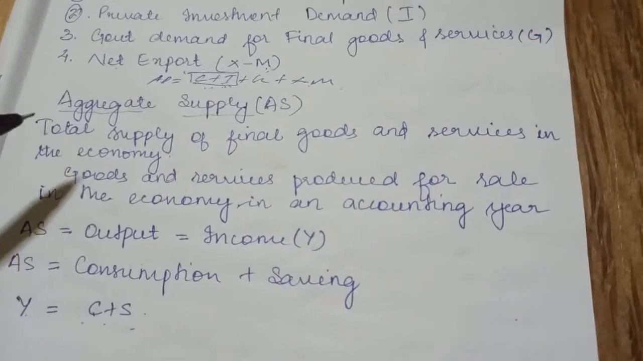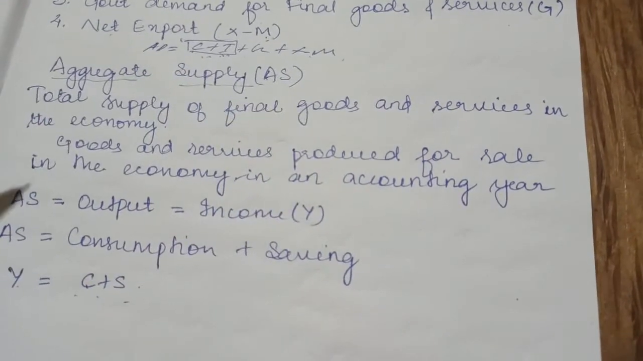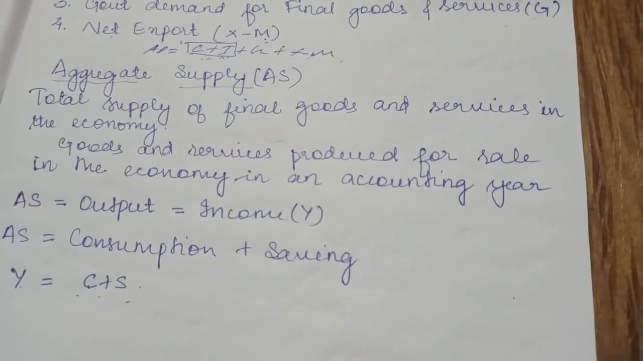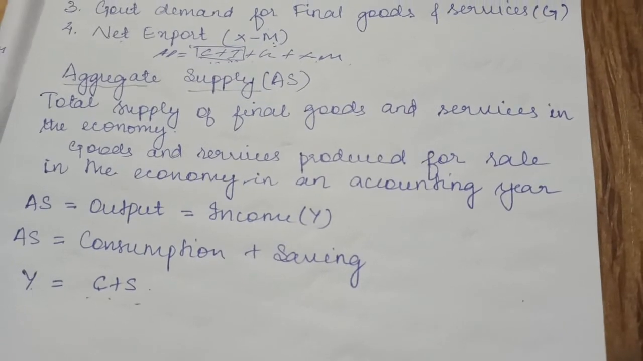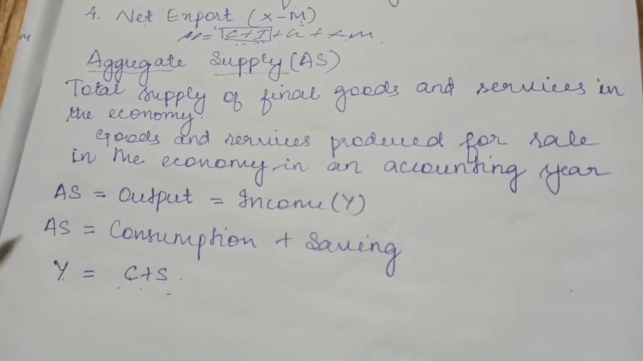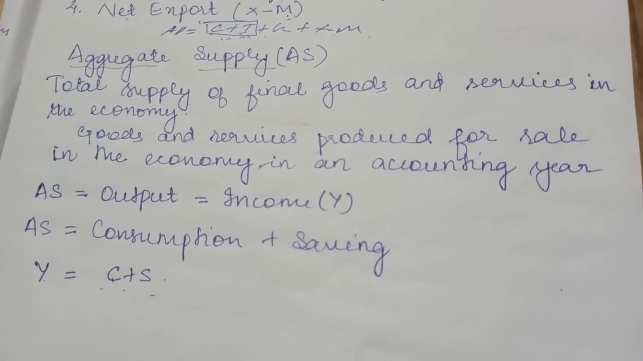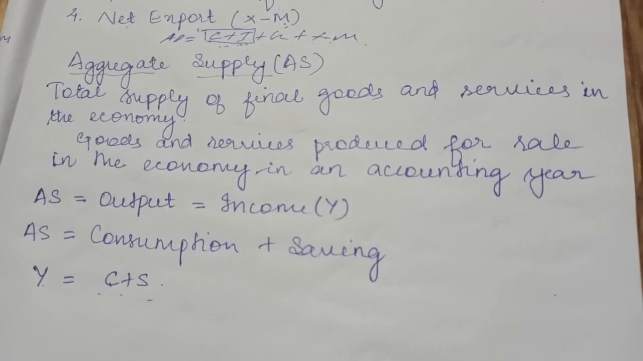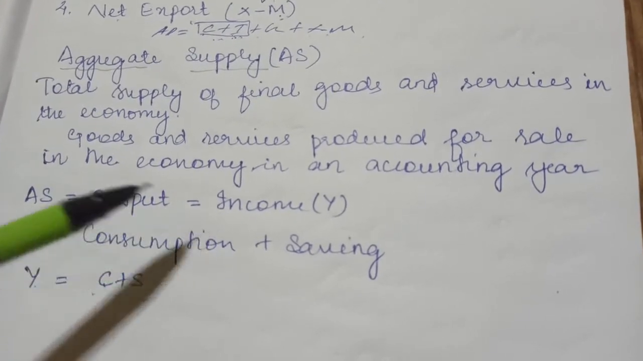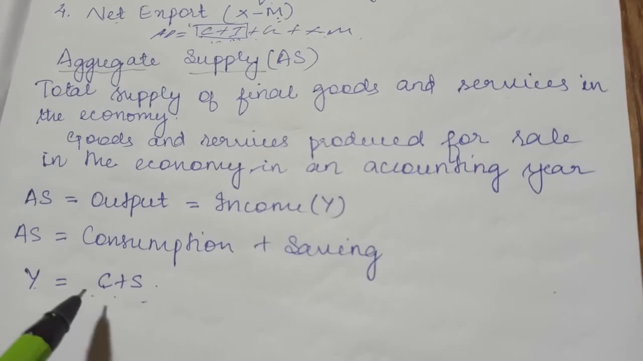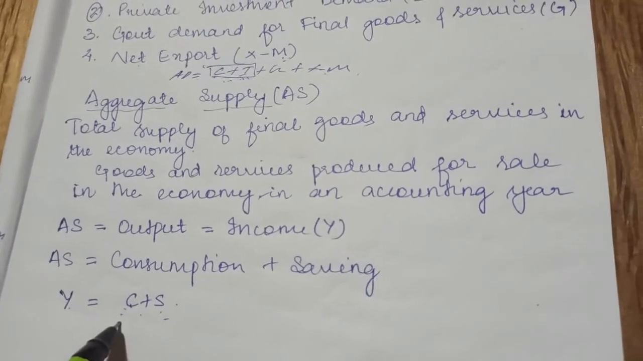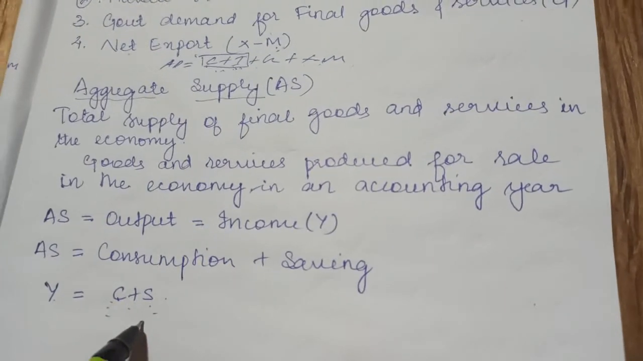Then aggregate supply means total supply of final goods and services in the economy, or we can also say goods and services produced or ready for sale in the economy in an accounting year. Now remember, aggregate supply is equal to output, equal to income, because aggregate supply means total production of goods and services, and the outcome of that production of goods and services is income. That is why income is equal to consumption plus saving, which means the total income can be entirely consumed or can be entirely saved in the economy.